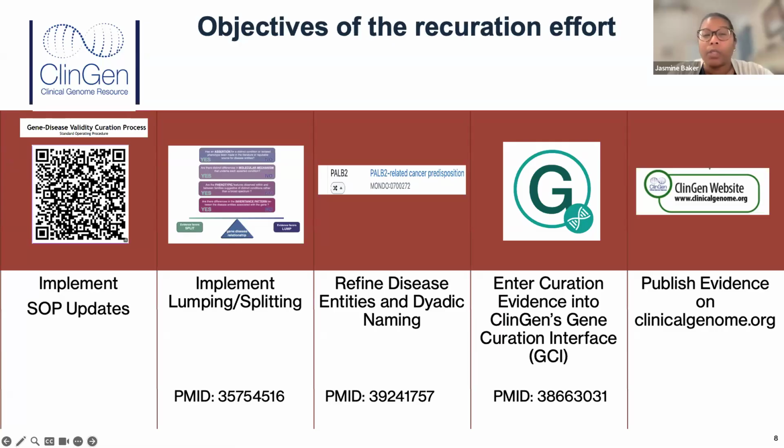The next thing we wanted to do was to make sure that all of this evidence was entered into ClinGen's gene curation interface. When the initial curations were completed for colorectal cancer, polyposis, and breast ovarian cancer, our gene curation interface did not exist. So we wanted to make sure that everything was updated and properly in the system. Subsequently, if it's in the GCI, it can be published as evidence on clinicalgenome.org, and then it's publicly available and anyone can go to the website and view the evidence.